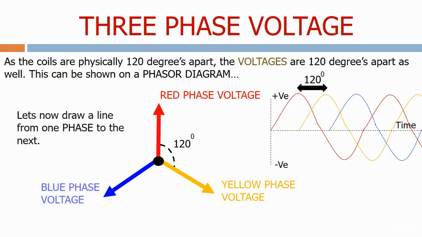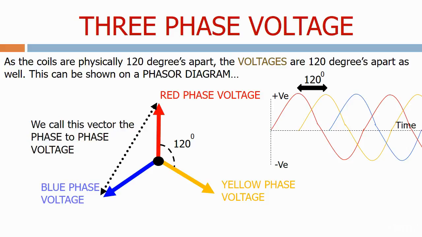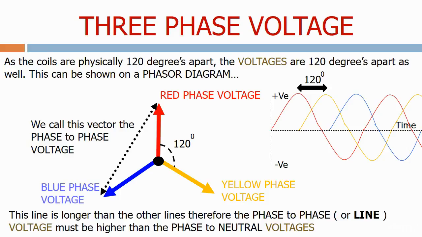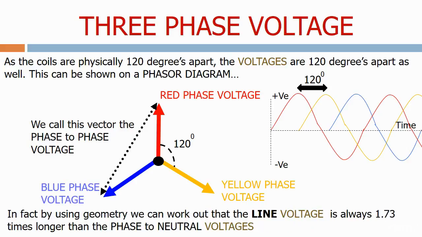Let's now draw a line from one phase to the next, in this case from the red phase to the blue phase voltages. We call this vector the phase-to-phase voltage. This line is longer than the other lines, therefore the phase-to-phase or line voltage must be higher than the phase-to-neutral voltages. In fact, by using geometry, we can work out that the line voltage is always 1.73 times longer than the phase-to-neutral voltages.